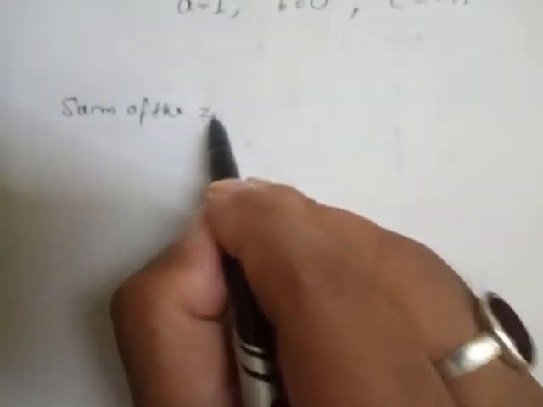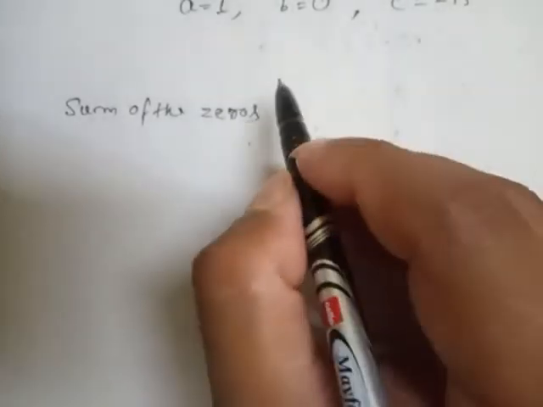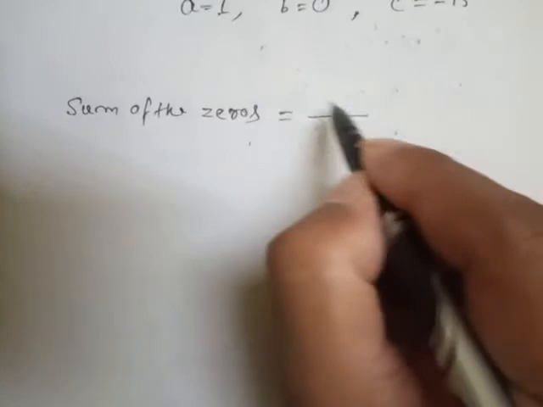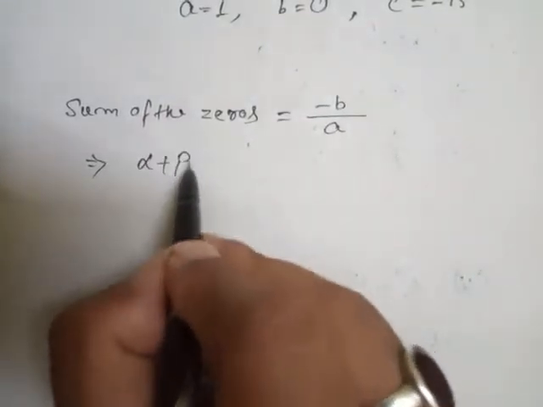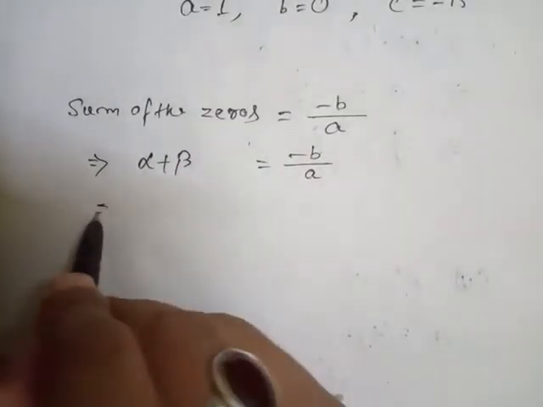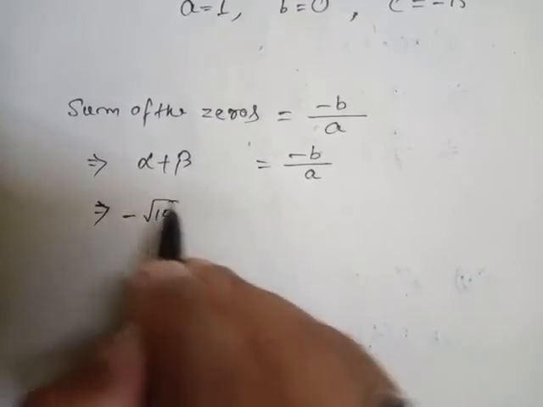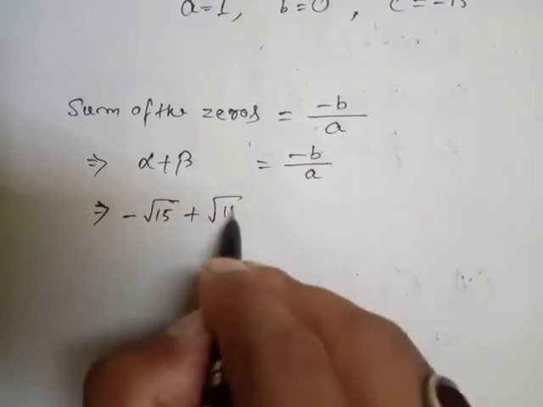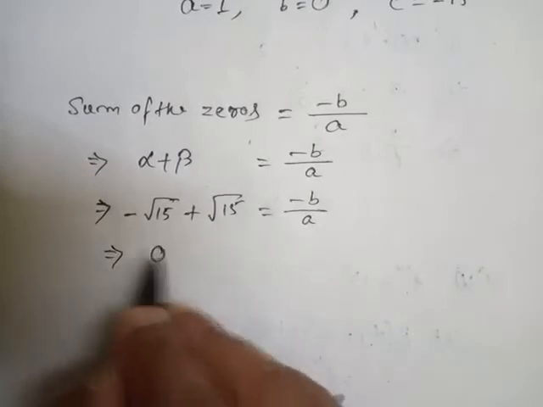Now student, look, we'll write here that sum of the zeros equal to minus b by a. So sum of the zeros means alpha plus beta equal to minus b by a. So alpha is minus root over 15 and beta is plus root over 15, so minus b by a, so these two cancel, so answer would be 0 only.